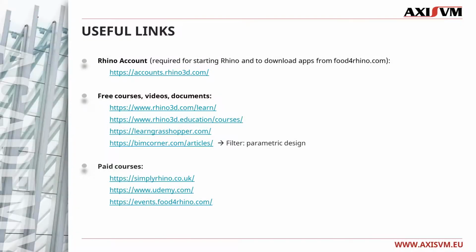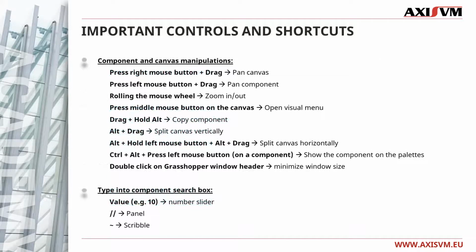On this slide I collected the links to the presented websites. At the top you also find the link where you can register a Rhino account. This is required for starting Rhino, and you can use this if you download apps for Grasshopper. I mention here some paid courses as well. The next slide shows the more important canvas and component manipulations and some shortcuts. I do not go through this in details, it is handed over to you within some days after the webinar.